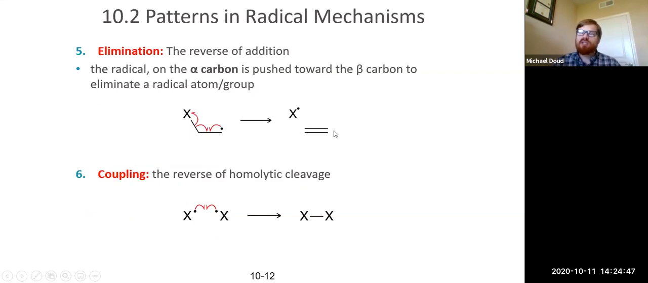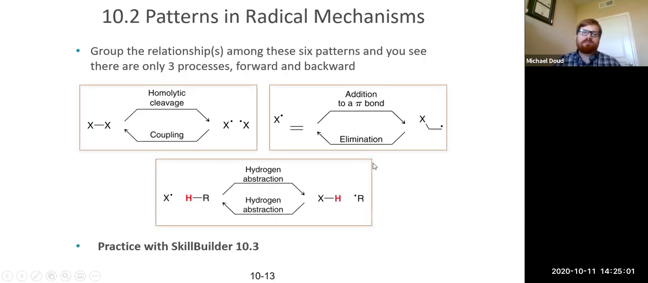And then finally, there's coupling. Coupling is like a termination step. It's going to end the cycle of producing radicals here. This is just where two radicals meet up and they're like, hey, you've got a lone electron, I've got a lone electron, why don't we share? So they form a covalent bond from two radicals. Now I mentioned that these are basically three patterns that are kind of split up. And sure enough, it's just exactly like that. There's really three processes, and it's either forward or reverse.